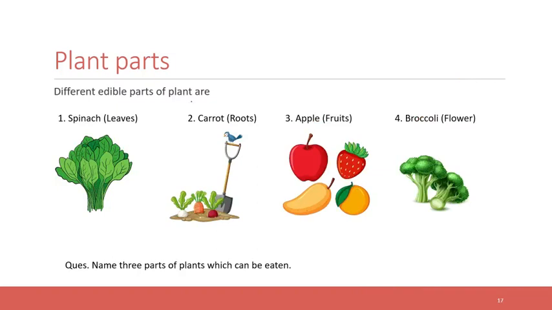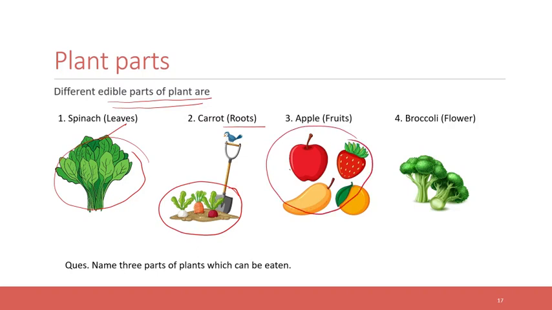See, different edible parts of plants are: we eat spinach, which are the leaves of the plant; we eat carrots, which are the roots. They grow under the ground, so these are the roots which we eat. We eat fruits like apples, strawberry, mangoes, oranges. So these are the fruits which we can eat.